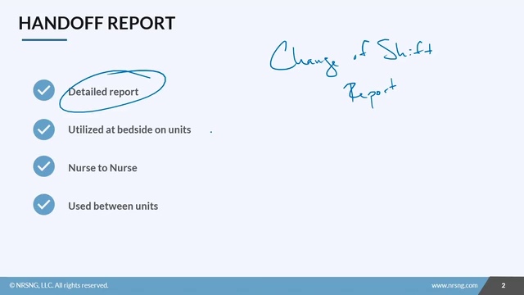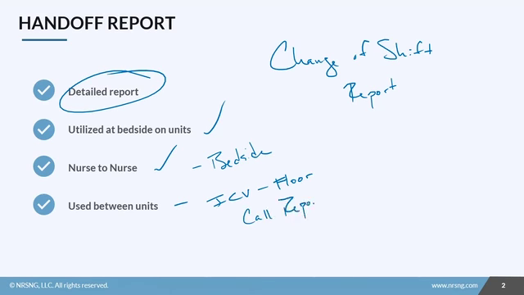We use these reports at bedside, and we're going to talk about that a little more later. But the goal is you want to be clear and concise. They're detailed. They'll go nurse to nurse. You will use them between units. So if you're going to go nurse to nurse, this happens at bedside. And they're used between units. So if you're going from like ICU to the floor, you would call report to the new nurse taking care of the patient so that they have an idea of what's going on. The thing that you want to do with a report is you want to paint a picture.